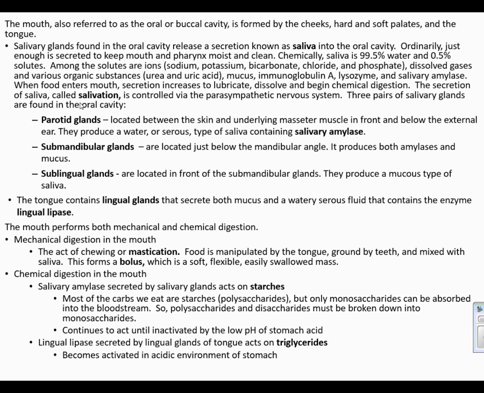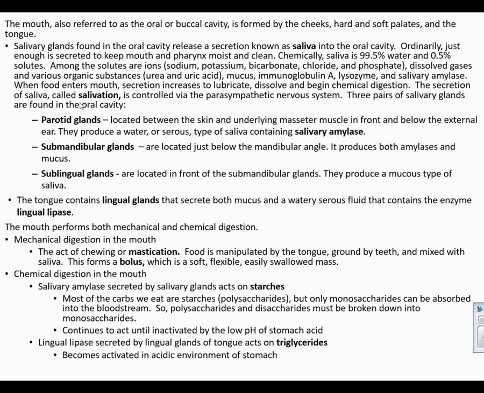Our mouth performs both mechanical and chemical digestion. Mechanical digestion in the mouth involves chewing. The act of chewing is known as mastication. To masticate, our tongue aids that, mixing our food up with the saliva to form what's called a bolus. The bolus is a fancy word to describe the mass of food and saliva that we swallow. Chemical digestion also occurs in the mouth, which involves those enzymes I was just talking about.